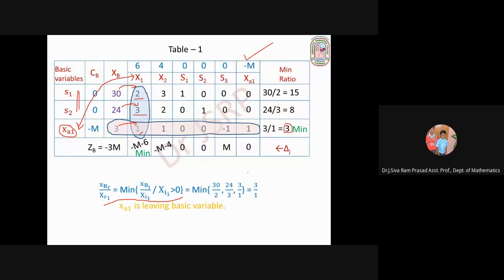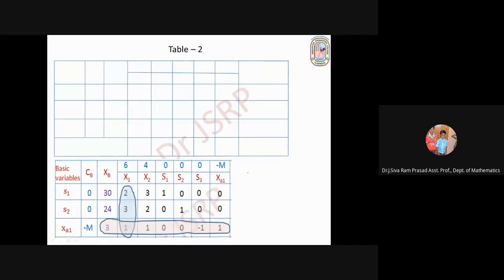Once the artificial variable is eliminated from the solution, in the next procedure we need not consider that variable. So in the next table, we can delete the XA1 column. You consider only up to S3. This is the point you have to keep in mind: whenever an artificial variable appears in the problem, once it is eliminated from the solution, we need not consider it, so we can remove that column from the table. This is the structure of table 2.